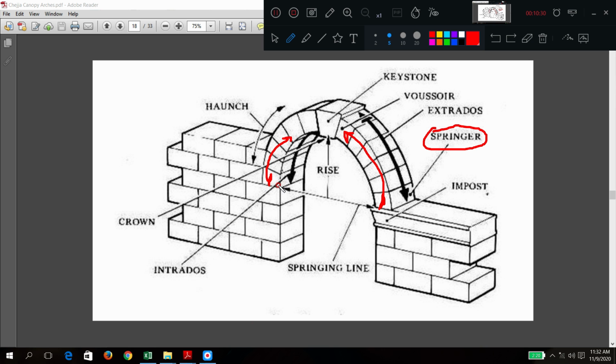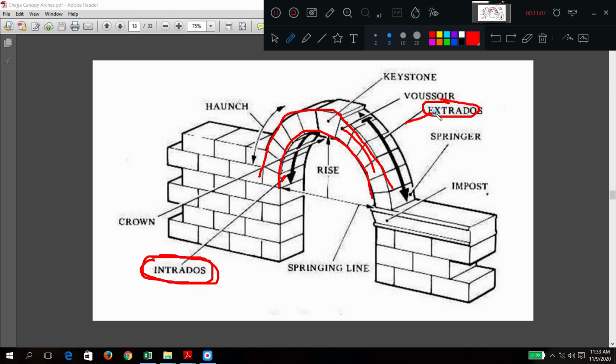Now, an arch is nothing but a curved structure. This is one curve, and this is the second curve. Can you see? When you construct wedge-shaped units into a curved portion, you get two curves, an inner curve and an outer curve. The inner curve is called the intrados. The outer curve is called the extrados. I hope it is clear now.